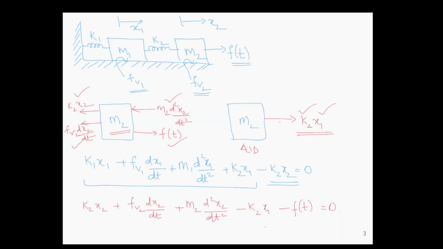So the final equation will be all the forces that are opposing: K2 x2, Fv2 dx2 by dt plus M2 d square x2 by dt square, minus K2 x1, equal to f of t. So these are the forces that are aiding, and these are the forces that are opposing. So these two equations represent the model of this mechanical system.